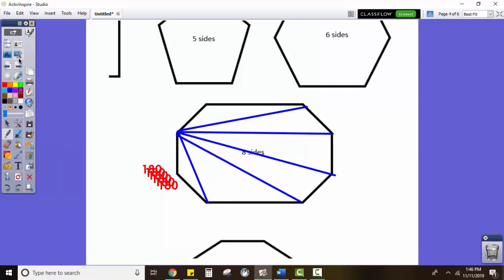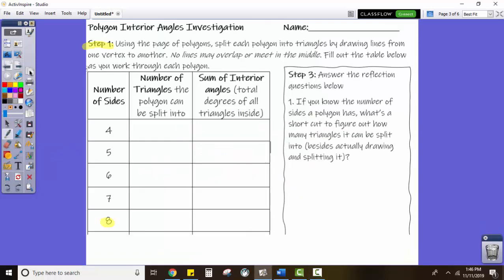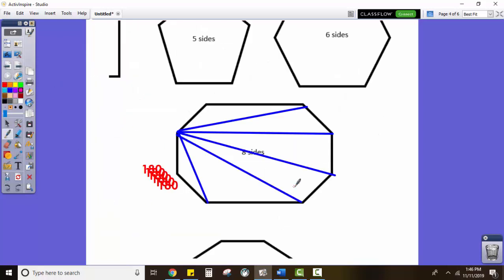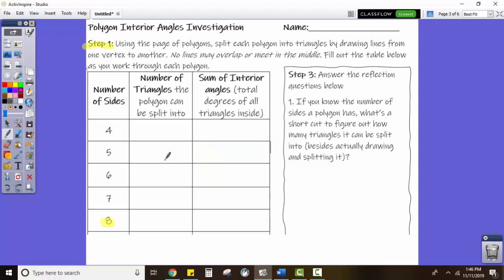Okay, now we're going to go back to our table and fill in this information here. So the number of sides, the one we just did was 8. Then we're going to look at the number of triangles the polygon can be split into. So I'm going to go back to my octagon and count how many triangles this was split into. I can see there's 1, 2, 3, 4, 5, 6 triangles. So I'll record that it had 6 triangles in that shape.